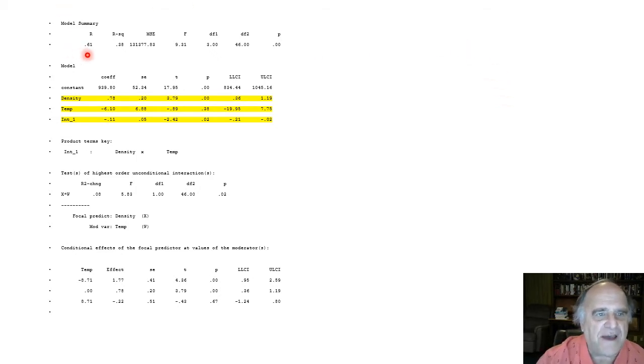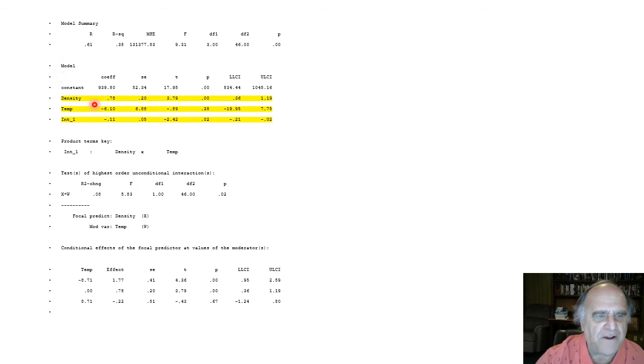So we can see our model summary. The overall R is 0.61. The R squared is 0.38. That means our model is explaining 38% of the variance in COVID deaths. Our mean square error, our F, is 9.31. The associated degrees of freedom: we have 3 degrees of freedom because we have 4 parameters. And then our p-value, 0.00.